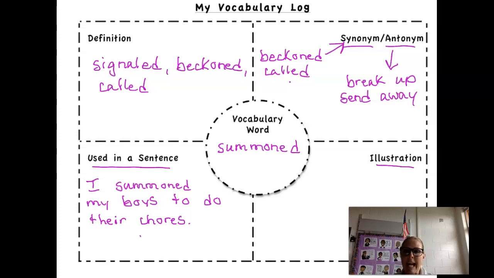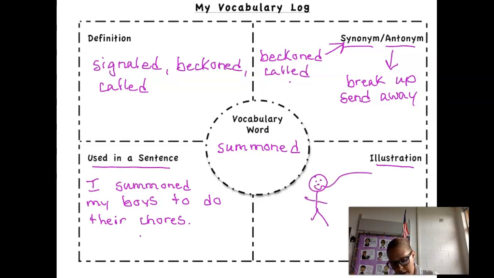And then the last thing is to illustrate it. Now, I'm not a great artist, so I'm going to draw a stick person. Sometimes when we have a vocabulary word, we think of a symbol that represents that word for us. So whatever image you have in your mind that's going to help you remember that word is what you put in the illustration box. So I'm going to just draw a little stick figure.